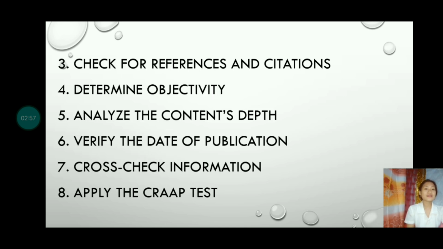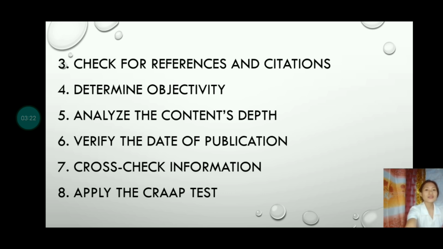Third is to check for references and citations. Reliable technical content is well referenced, with citations to other credible sources. Ensure the references are current and relevant to the topic.